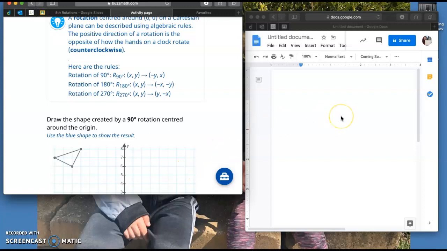All right, guys, so I do just want to go over the first BuzzMath problem with you. There are 10 problems, so that means you only have 9 more to do.